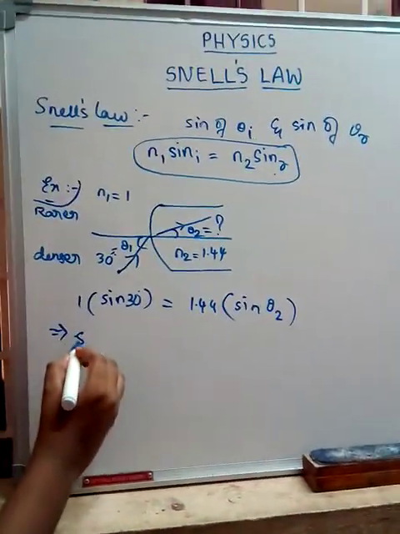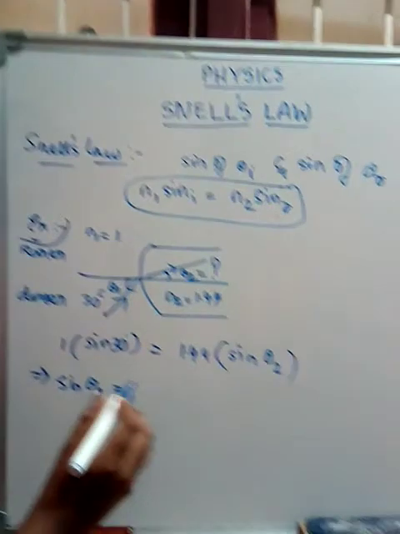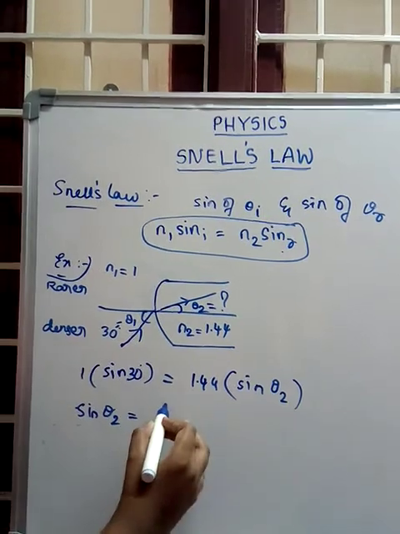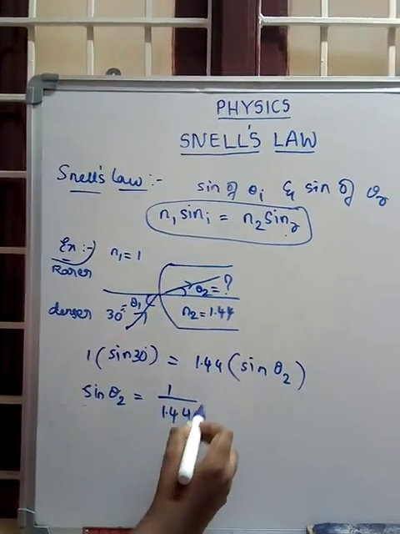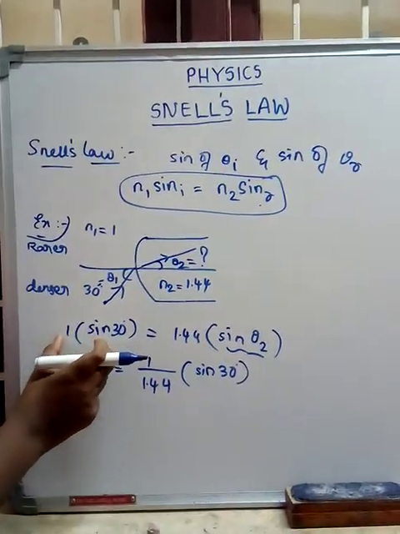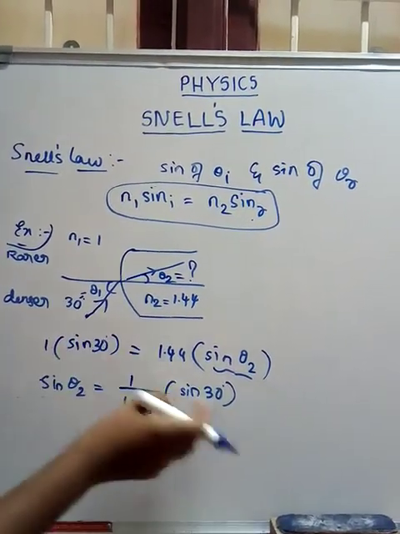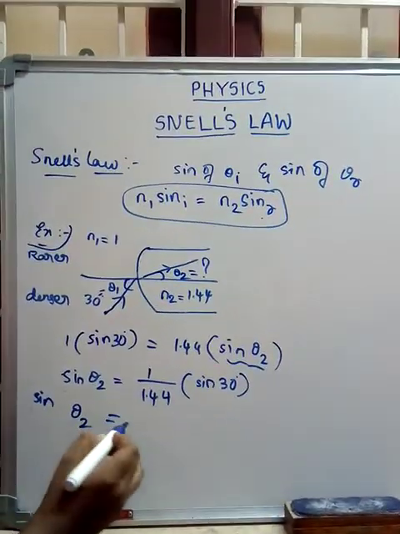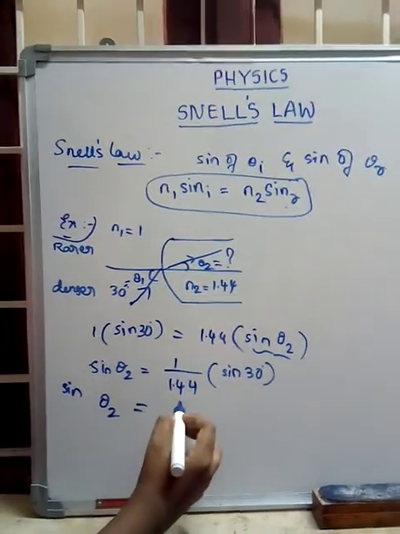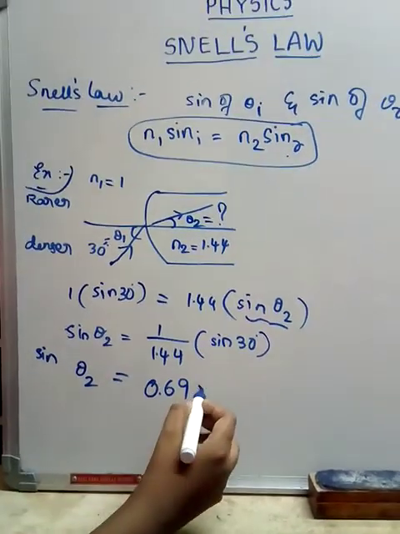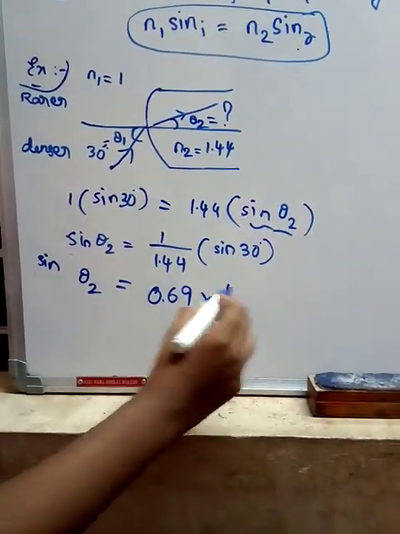We want sine theta 2, right? Sine theta 2 is equal to 1 by 1.44 into sine 30. Only sine theta 2 we want, so send 1.44 to the left side, LHS, and it will be divided into 1 into sine 30. Hence sine theta 2 is 1 by 1.44, the value is 0.69, into sine 30, which is 1 by 2.